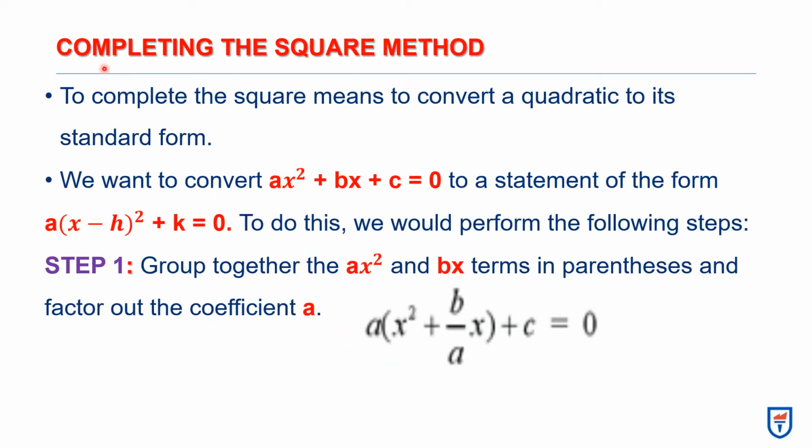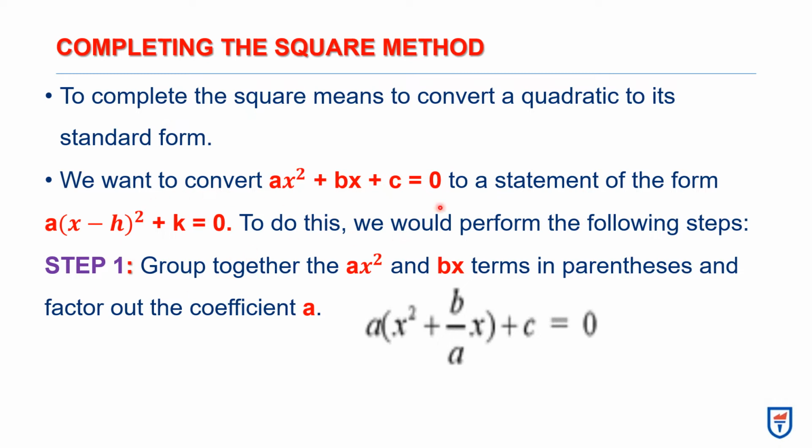Now we're looking at the second method of solving a quadratic equation, which is the completing the square method. Completing the square means you convert the quadratic into the standard form of completing the square, which is in the form of a into x minus h to the power 2 plus k is equal to 0, where k, h, and a are constants. You are only able to convert an equation that is in the form of ax squared plus bx plus c equals 0, which is the form of a quadratic equation, and you convert it into the completing the square standard form for you to be able to solve using this method.